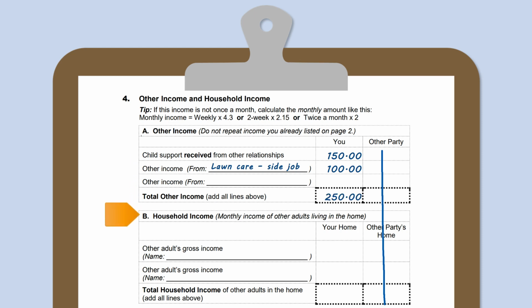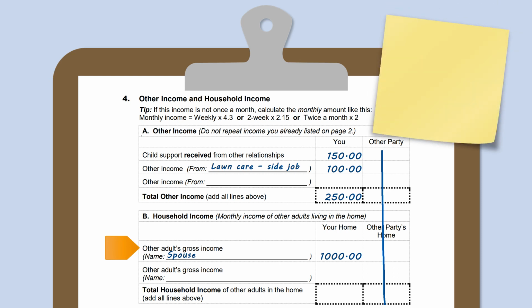For section B on page 3, it asks for the gross income of other adults who live in your household. You may wonder why we ask for this information. After all, we only use your income to calculate the basic child support obligation. But the court requests the information for other adults in your household in case there is a reason to deviate or change from the standard support calculation you may pay or receive.